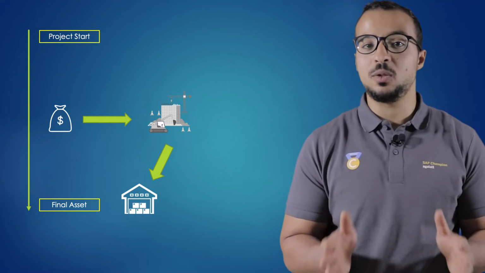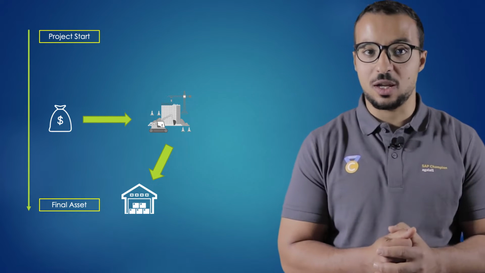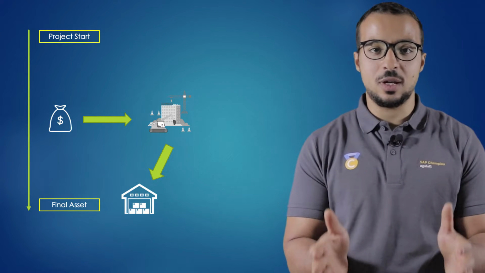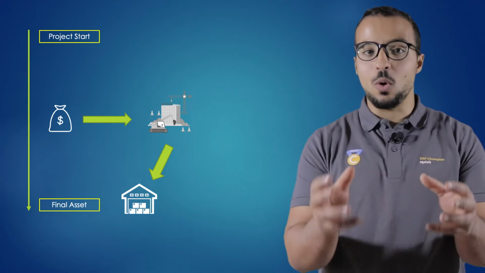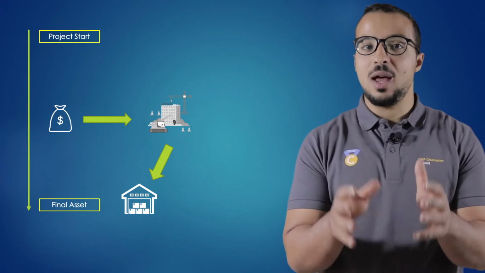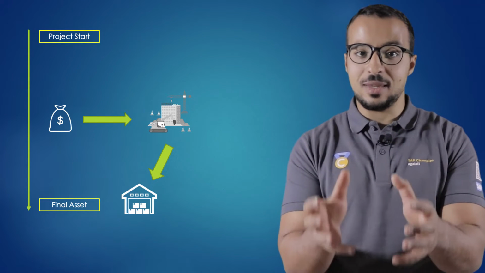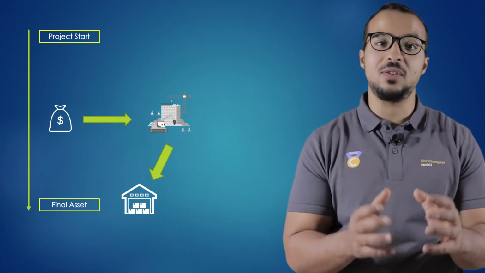So whatever we spend, we post to an asset under construction account. So the asset under construction is an account where we keep all the expenses spent on the project, and then when the project is ready, we take this amount and we settle it to a final fixed asset.